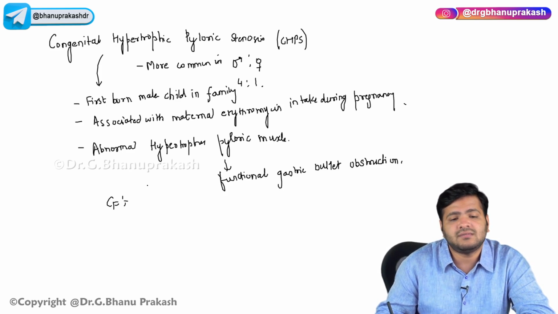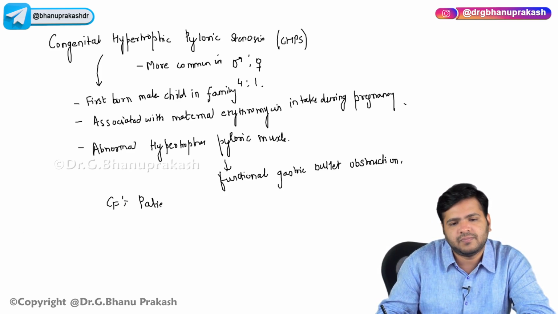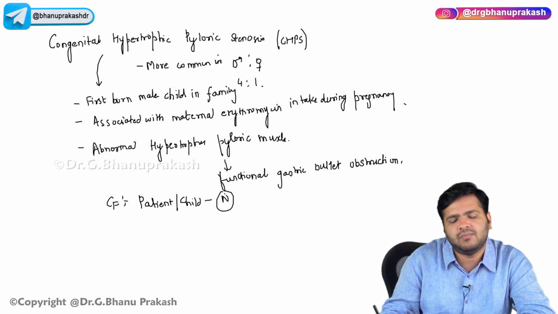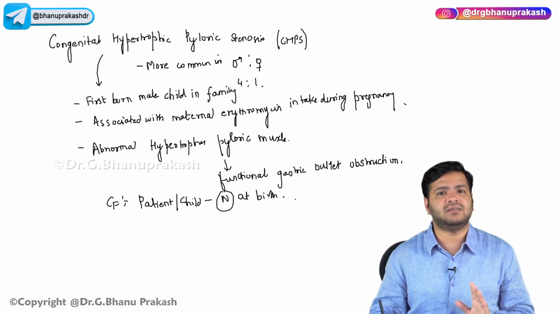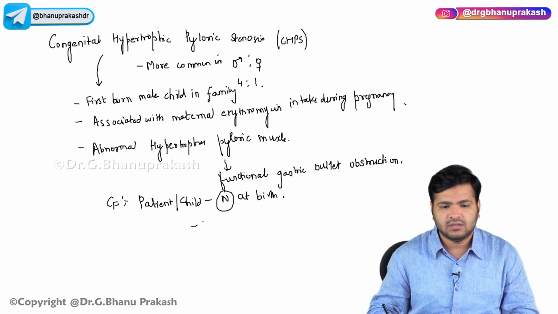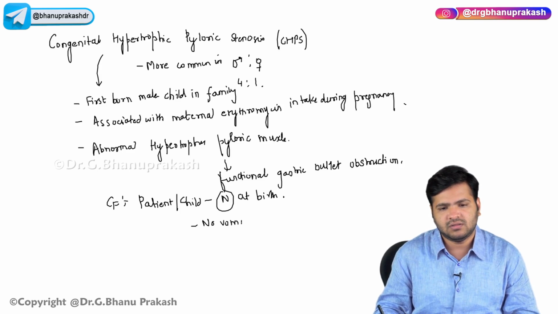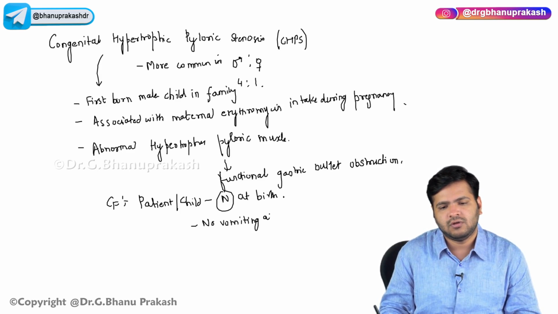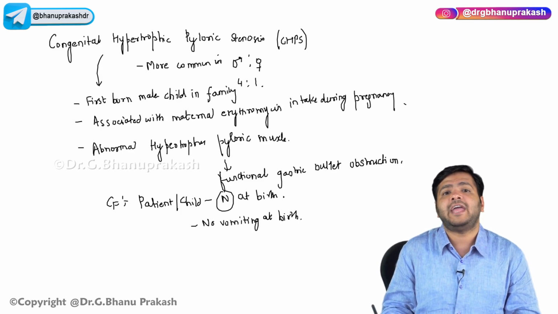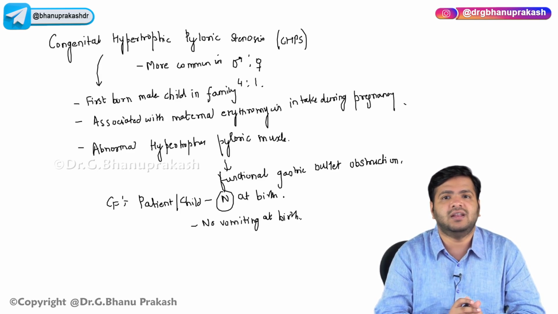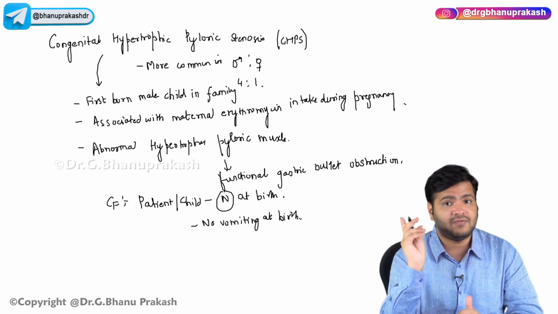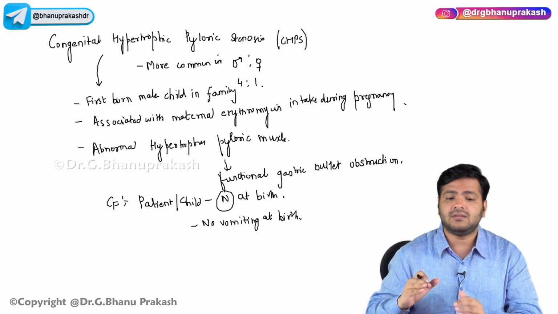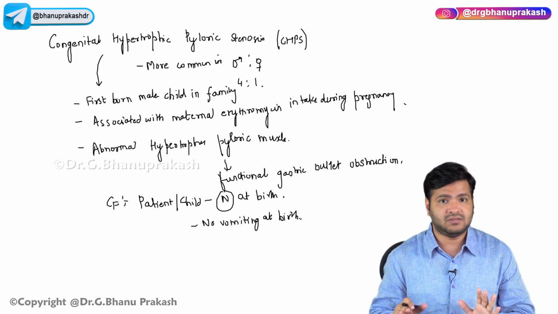Okay, now what are the clinical features that will be associated over here? The patient is actually normal at birth. The patient or the child, I would say, is normal at birth. At birth nothing will be there. No vomiting is present at birth. Now, this helps us in differentiating from duodenal atresia. Duodenal atresia में क्या था? Vomiting is present since birth and we have bilious vomiting. Over here, the child is normal at birth.